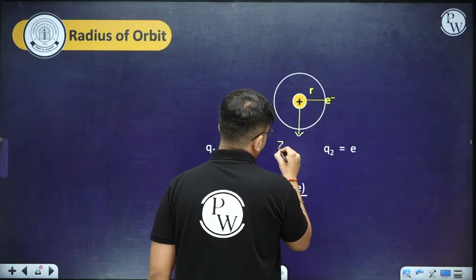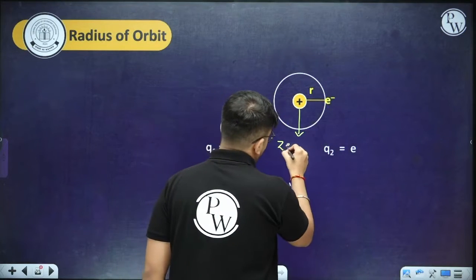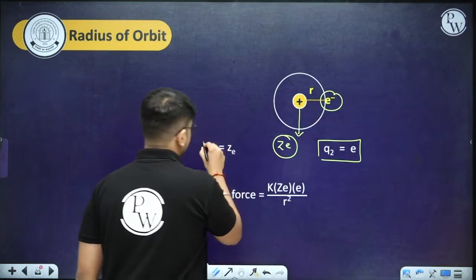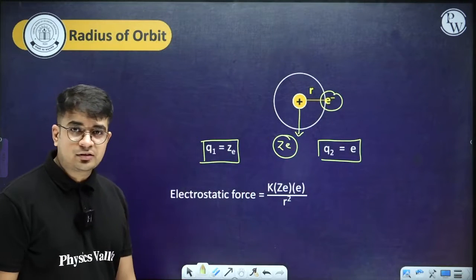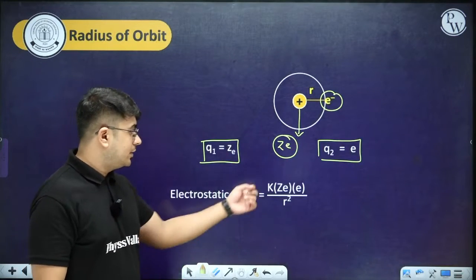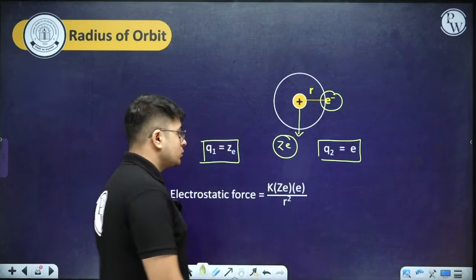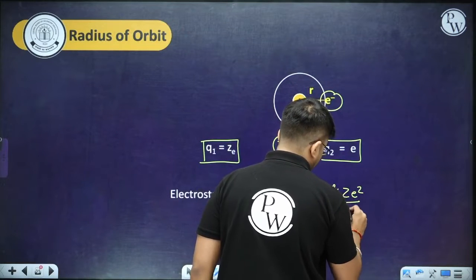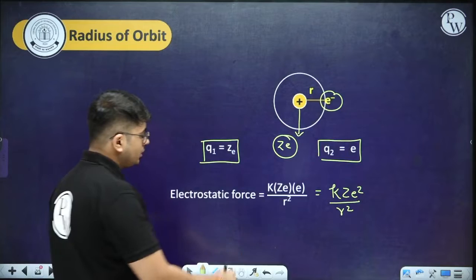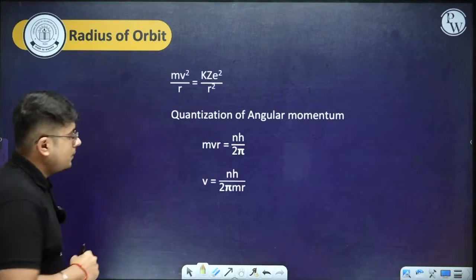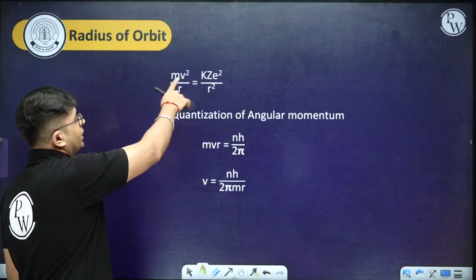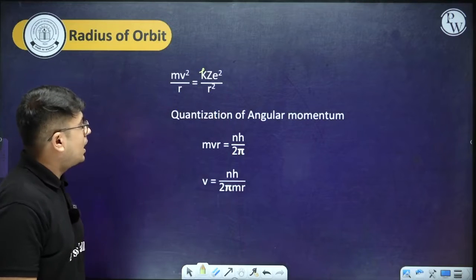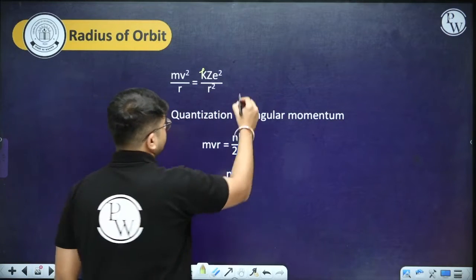Let's say this is the nucleus having atomic number Z, so its charge is going to be Ze. This is the electron, so its charge is going to be e only. I can put the values in the electrostatic force of attraction: k multiplied by Ze times e over r square, so that will be k Ze square over r square. This is the small k, not the capital K. Now comparing with mv square over r, the centrifugal force is balanced by k Ze square over r square. So this is the first equation.